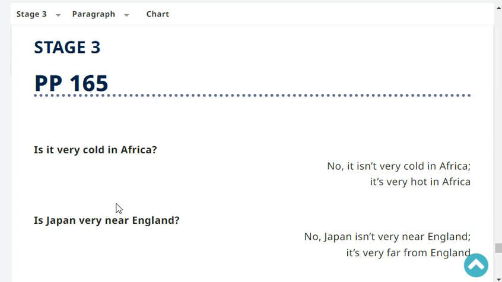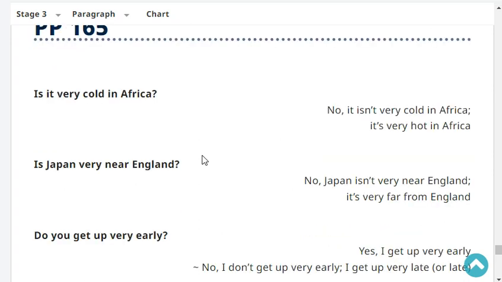Is it very cold in Africa? No, it isn't very cold in Africa. It's very hot in Africa. Is Japan very near England? No, Japan isn't very near England. It's very far from England.